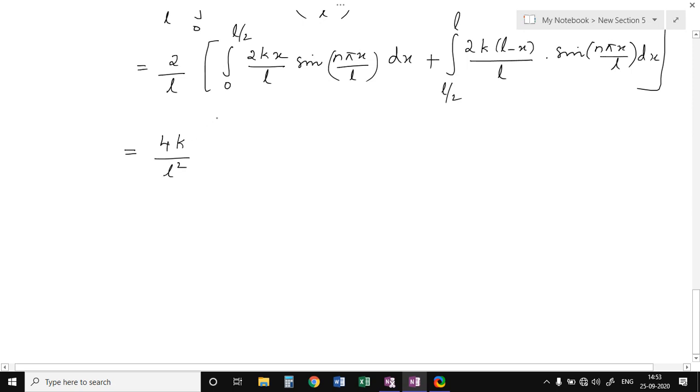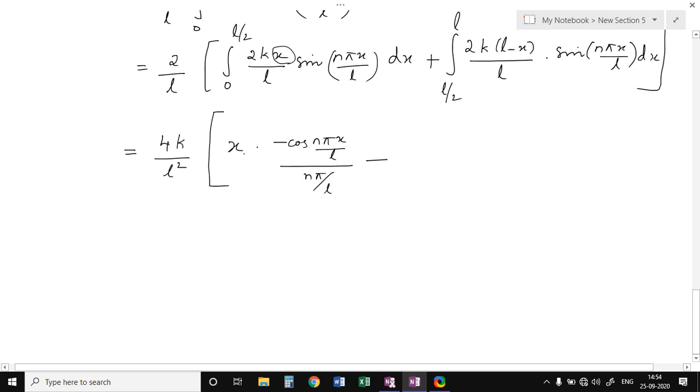And now see this integral, here it is x into sin n pi x by L. Since the first function is a polynomial, I will use the generalized rule here. The rule for finding the integral of x multiplied by sin n pi x by L is: first function x into integral of the second, that is minus cos n pi x by L divided by n pi by L, then minus here.